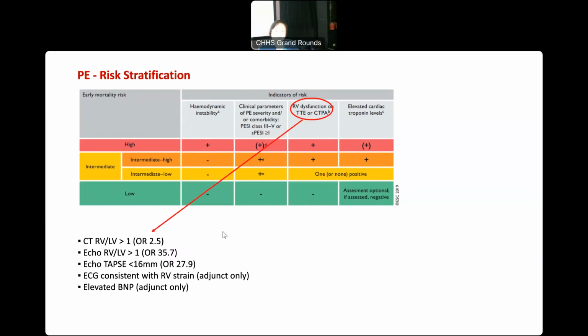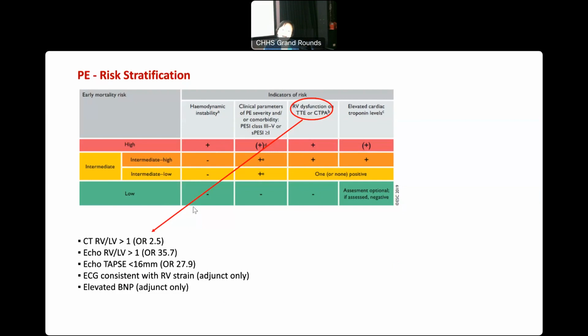Okay. So you don't meet the criteria of a high risk PE. You come to intermediate. You assess RV dysfunction and you measure cardiac troponin level. If you have both RV dysfunction and high troponin, you go into intermediate high risk. But if you have only one of them or you have none, you are intermediate low. I'm going to talk to you later how you differentiate intermediate low and low risk.